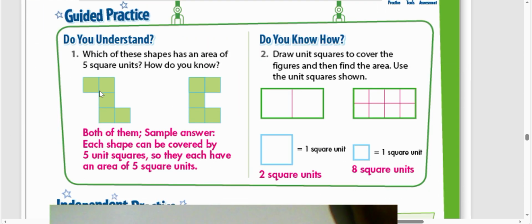Which of these shapes has an area of 5 square units? How do you know? We can count 1, 2, 3, 4, 5, and here also they are equal. Both of them will be equal. Simple answer: each shape can be covered by 5 unit squares, so they each have an area of 5 units.